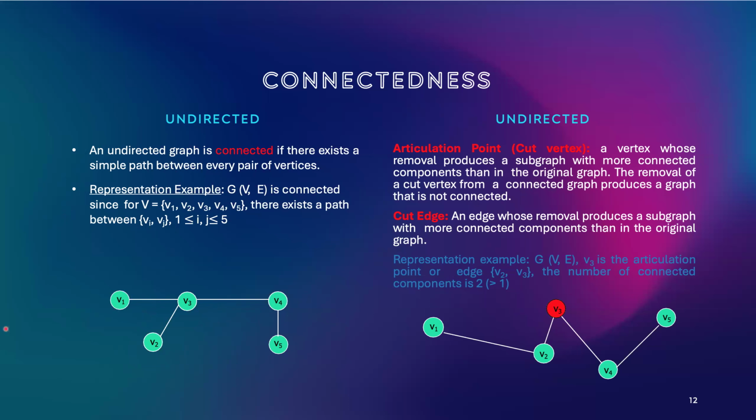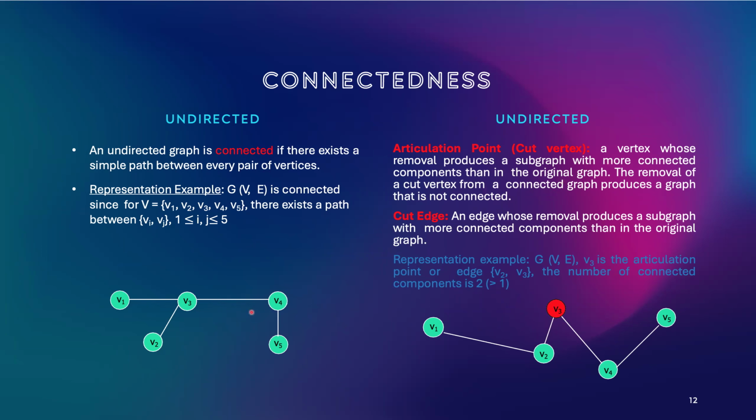And then in an undirected graph, we could also have another notion of being disconnected. So if it is not connected, we call it disconnected. And we say that we disconnect a graph when we remove either vertices or edges or both to produce this disconnected graph. And now a few more definitions.